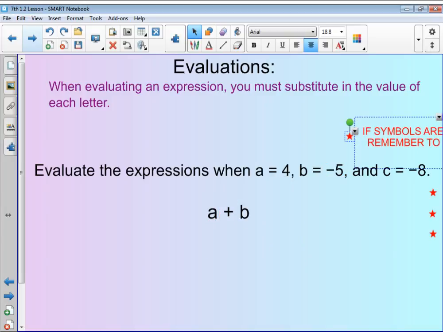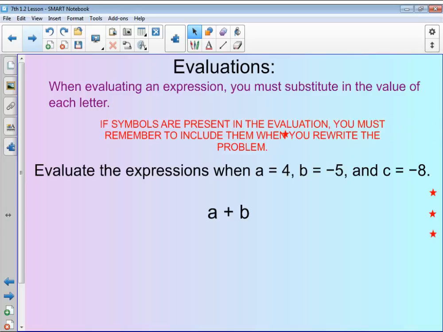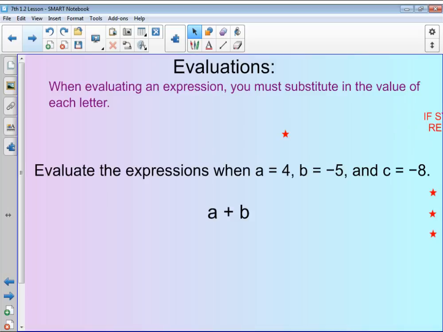So let me see what I had here. Oh, I already went over that verbally. Just if symbols are present, you have to remember to keep those there. So let's try another one.